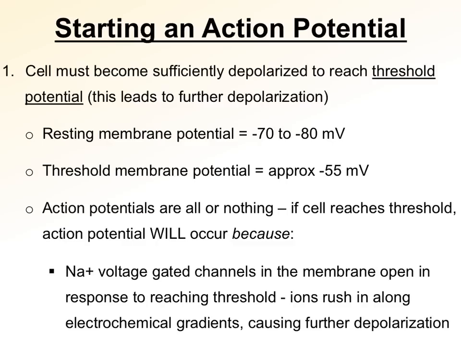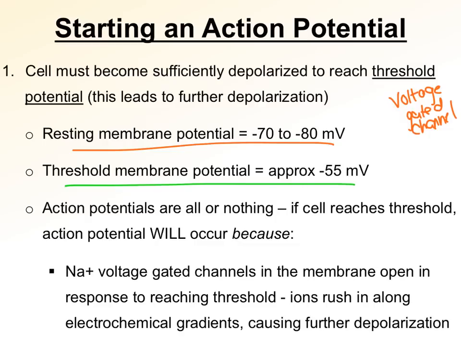For a cell to have an action potential, it must become sufficiently depolarized to reach threshold potential. Remember, this threshold relates to when the voltage-gated channels open. Voltage-gated channels open at a given change in membrane potential, and that is referred to as threshold. Remember that your resting membrane potential is around -70, -80, give or take. Your threshold will be, let's say, -55.